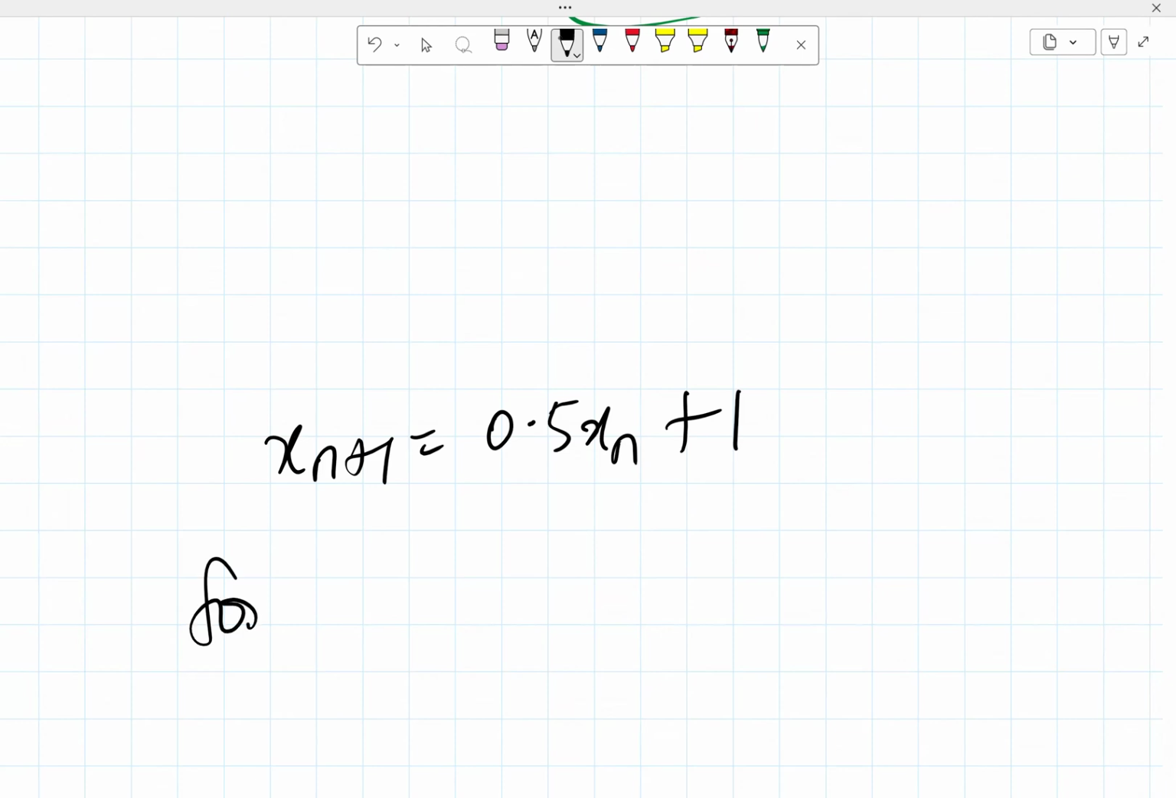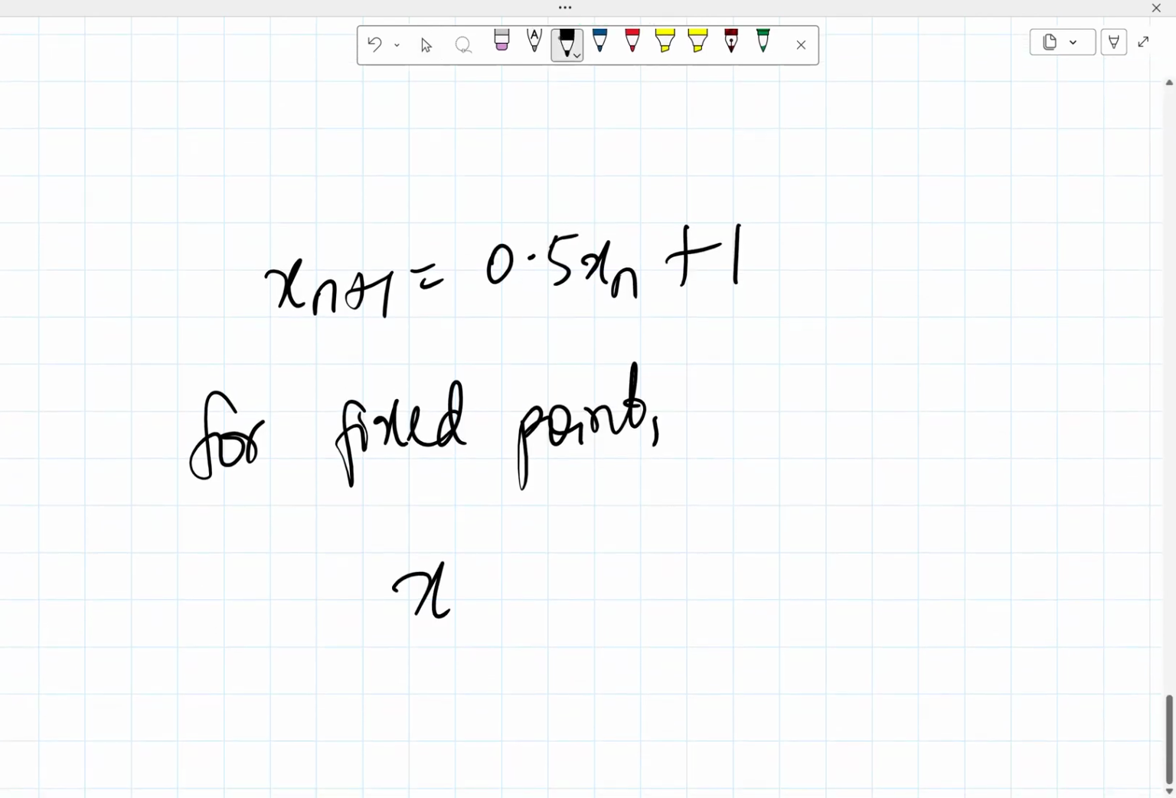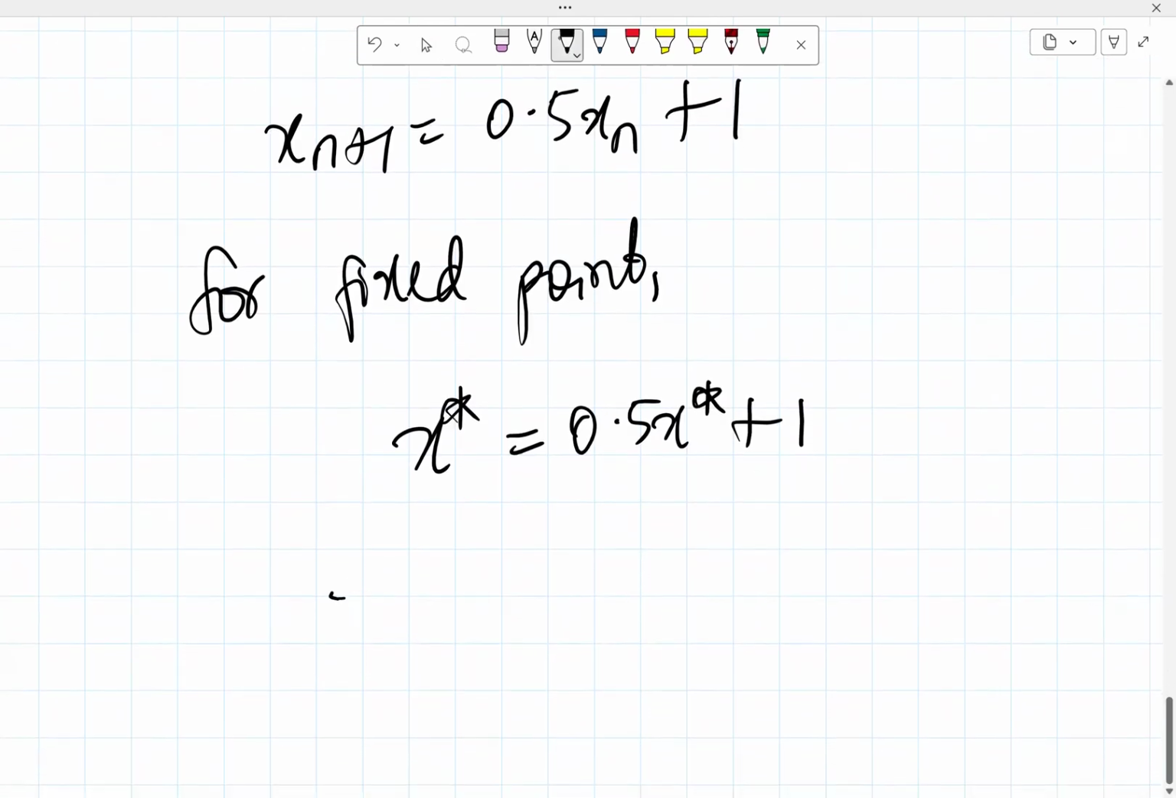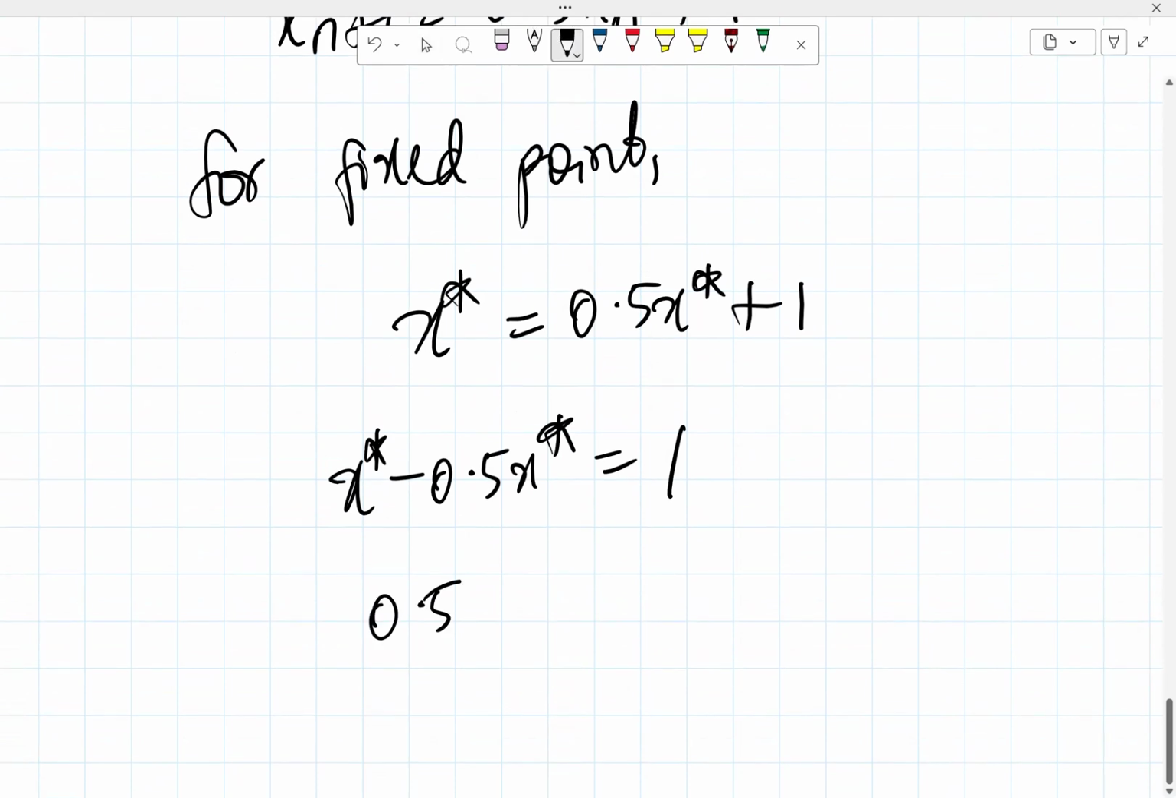So for fixed point, every x just becomes x star. For fixed point, x n plus 1 means all the x's are the same. So x star is just 0.5 x star plus 1. That's what fixed point means in this situation. So that means we have x star minus 0.5 x star equals 1. So 1 minus 0.5 x star is 0.5 x star, and that is equal to 1.